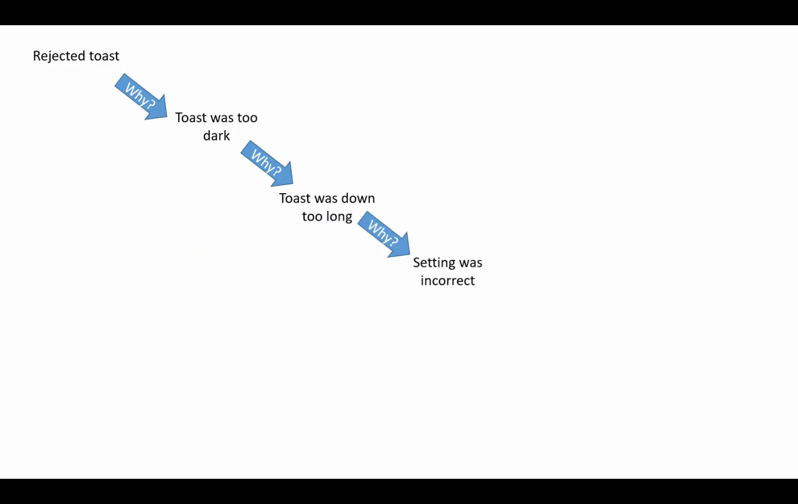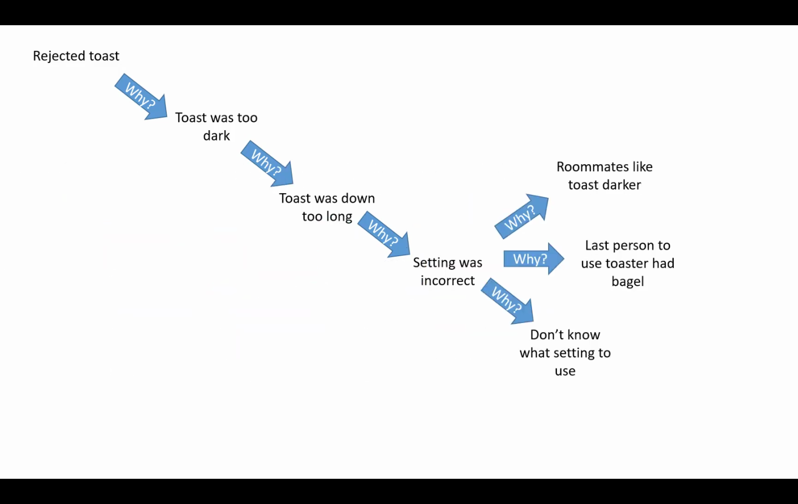So we have rejected toast. Why was it rejected? The toast was too dark. Why was it too dark? Because the toast was down too long. Why was it down too long? Because the setting was incorrect. Why was the setting incorrect? Because the roommates liked the toast darker, the last person to use the toaster had a bagel, and we don't know what setting to use.